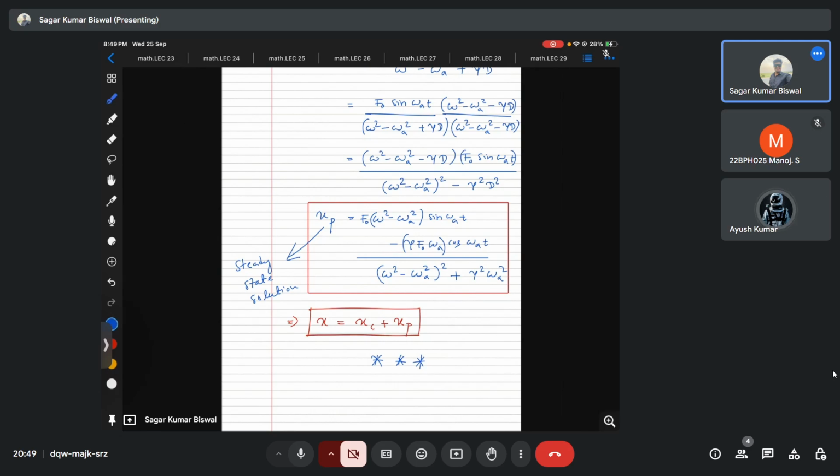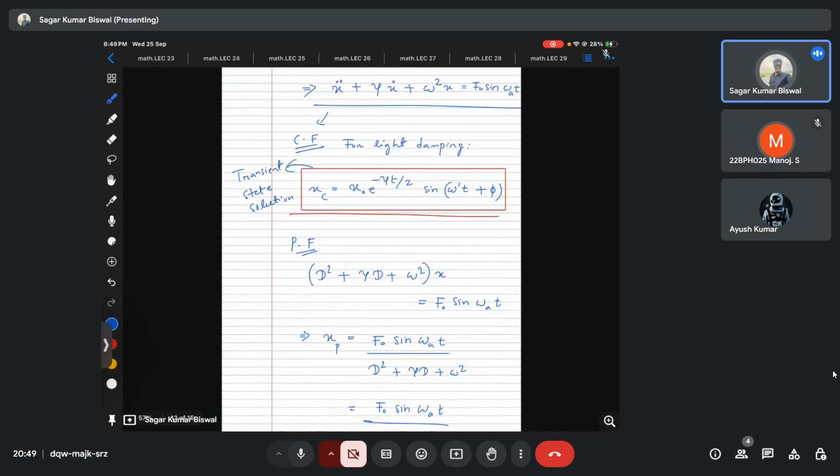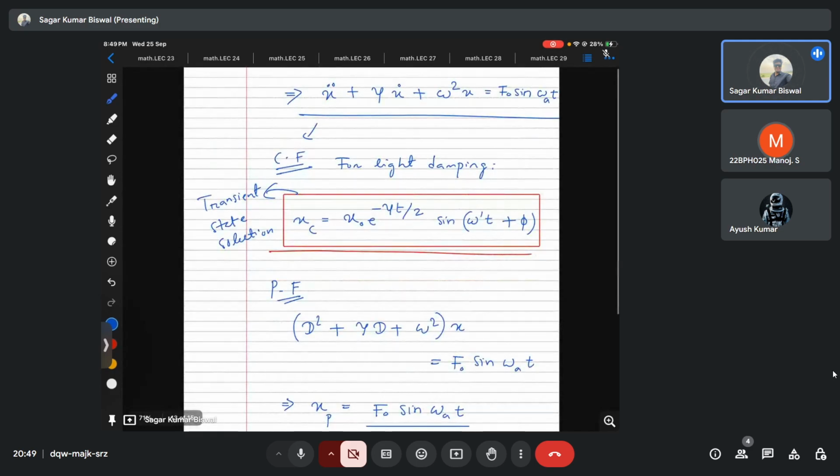Okay then, Manoj. Is there any doubt from this section? Why this is transient, why steady state, and the solution of the differential equation? Did you get it or everything?